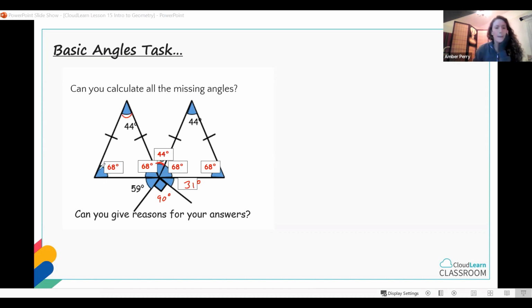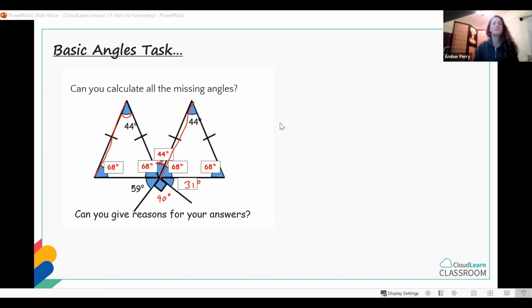Now, you might then be able to tell me something about these lines. Can anyone tell me from that information something about these two red lines I've just drawn there? And if not, don't worry. Yeah, brilliant. They're parallel. Okay, well done. So by knowing that those two angles are the same, we know that those are parallel lines. Okay, so that's really great.